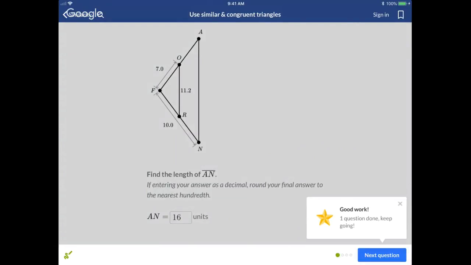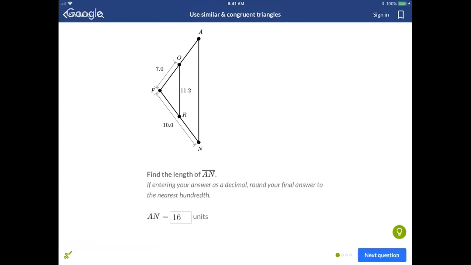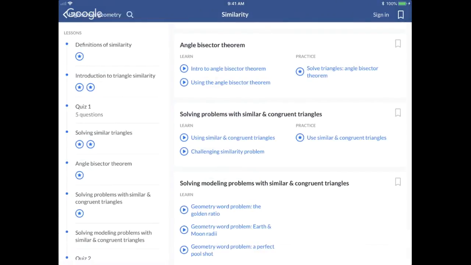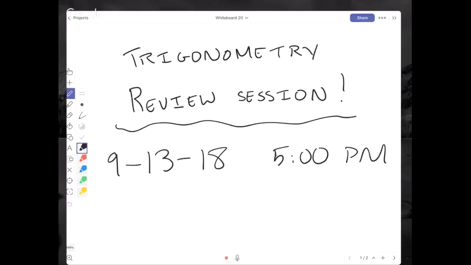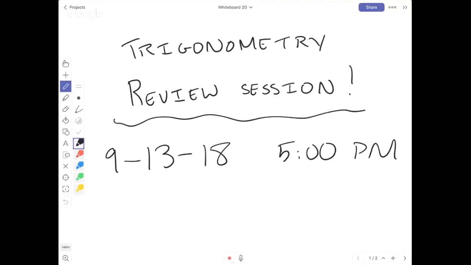There we go. Cool. So I think that's all I'm going to cover on similarity and dilations, because I think that's all that's going to come up on the test. So now I'm going to head over to the textbook and do some problems from there involving right triangle trigonometry.